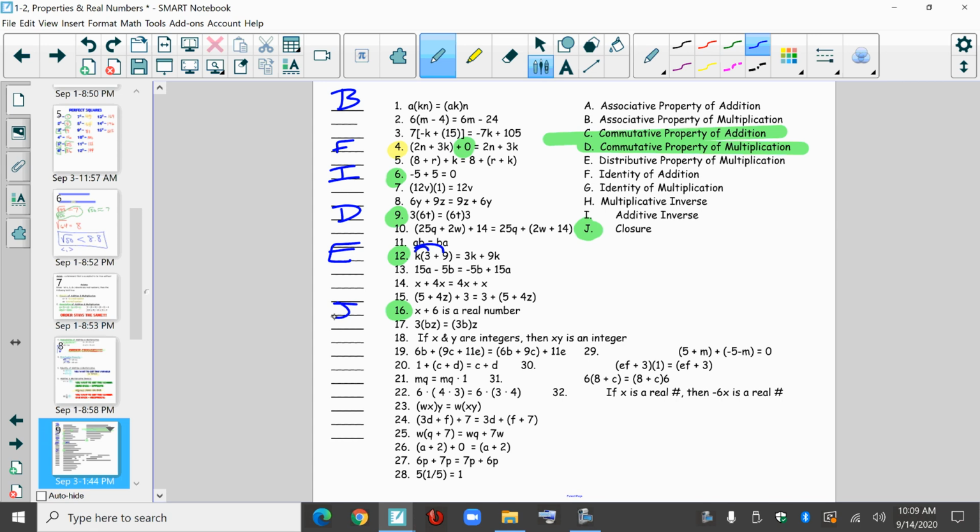Number 19, 6b, 9c, 11e, 6b, 9c, 11e. Did the order stay the same or change? The order stayed the same, which means it is the associative property of addition.